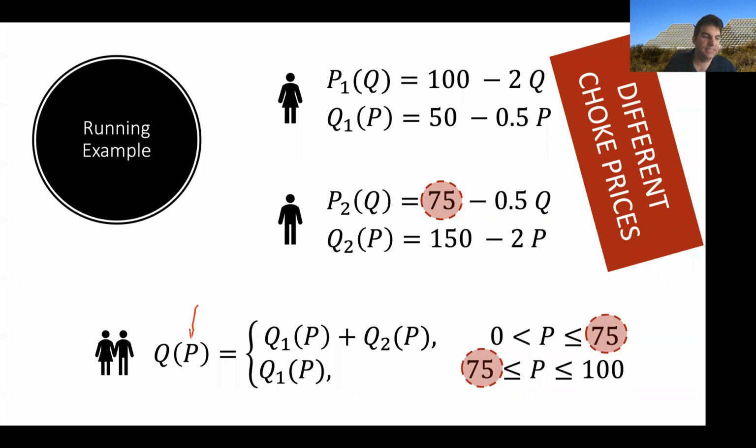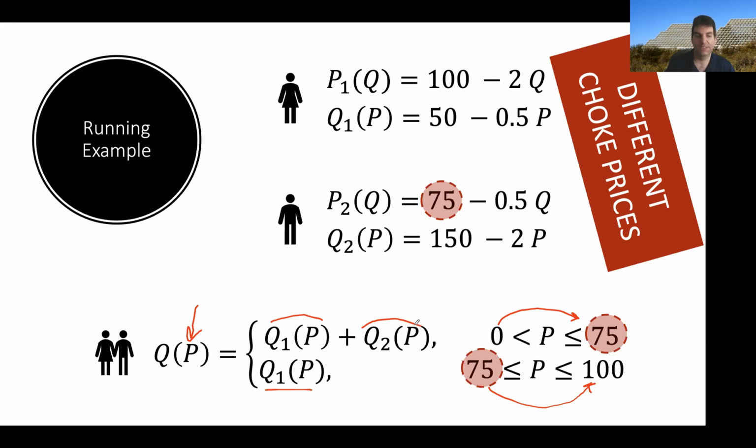And so with this function, you plug a price in here, but before knowing which part of the function to evaluate, you have to ask what range the price is in. If it's a high price, anywhere between 75 and 100, anywhere between the two choke prices, then we only evaluate the first demand curve for the first group who's willing to pay more. If it's a low price, anywhere between 0 and 75, then we need to add the demand curve that corresponds to the ones who are willing to pay more, and the demand curve of the ones who are not willing to pay more, because they've now entered the market at these lower prices.